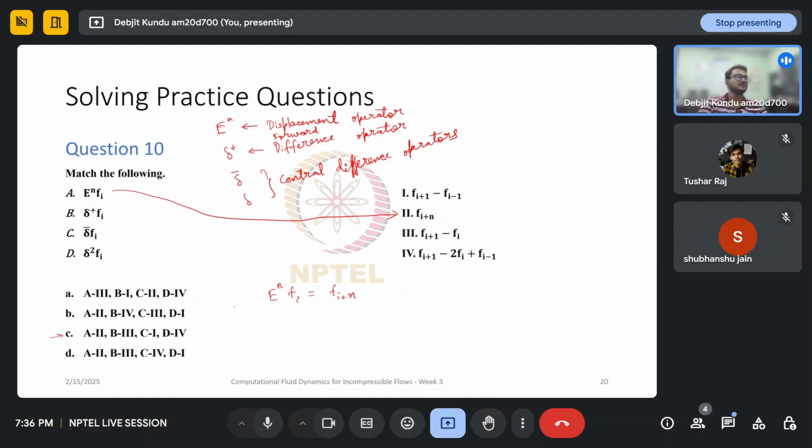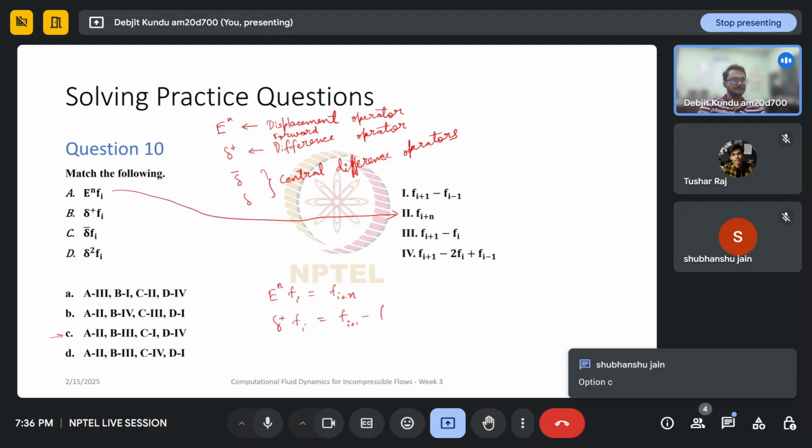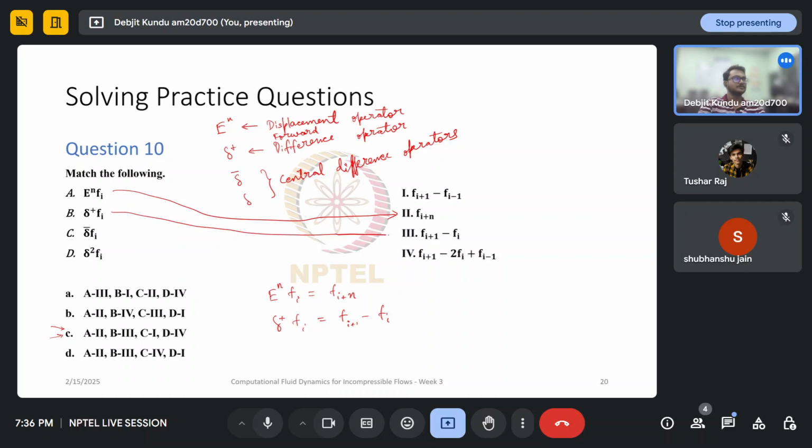Cool. Now the forward difference. Delta plus of f_i is just the forward difference, so it will give you f of i plus 1 minus f_i. Yeah, we have another response in favor of option C. So B should match with 3. So far we are good on option C.